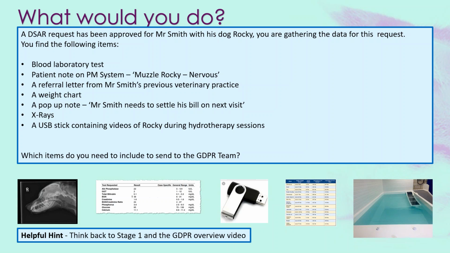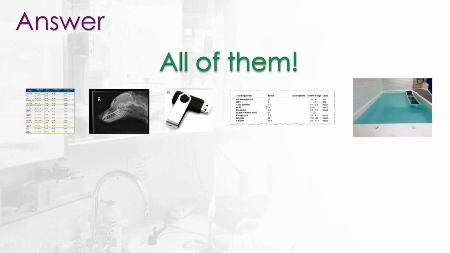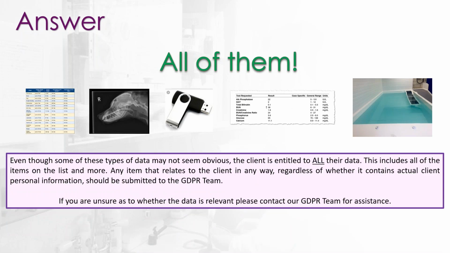Think back to stage 1 in your GDPR awareness video. All of them. Even though some of these types of data might not seem obvious because they don't include the client's surname on a video, for example, it relates to them. It's their personal data and they're entitled to all of it, and we have a legal obligation to supply them with it. It's really important that you don't fall into the trap of trying to decide what is and is not relevant. Even internal notes need to be shared.